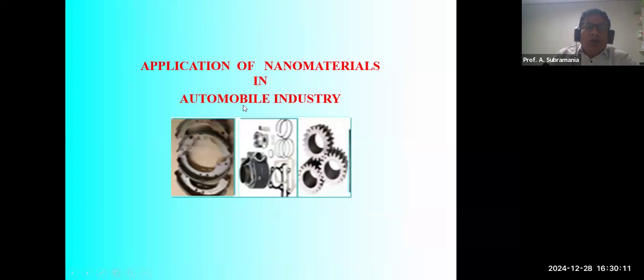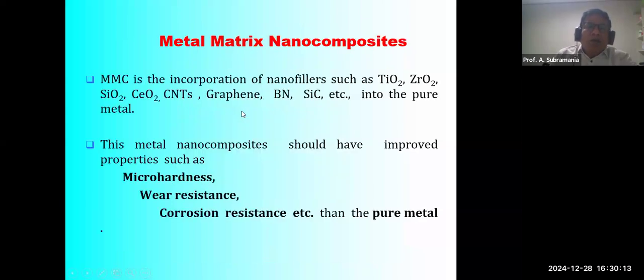Then applications of nanomaterials in automobile industries. Metal matrix nanocomposites is the incorporation of nanofillers such as TiO2, zirconia, silica, ceria, CNTs, graphene, boron nitride or silicon carbide into the pure metal. That is called metal matrix nanocomposites. These should have improved properties such as microhardness, wear resistance, and corrosion resistance than the pure metal.